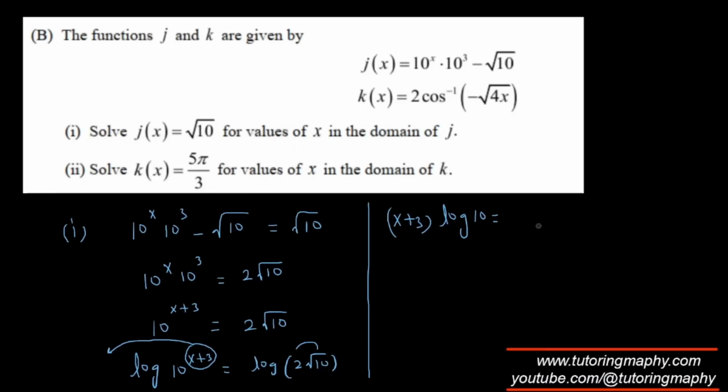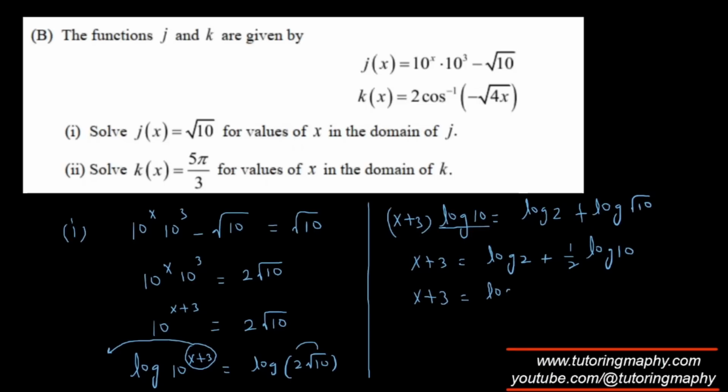Can I use the log of a times b formula, which is going to be log of a plus log of b? We know that log of 10 is 1, so this is just x plus 3, and this is just log of 2, and 10 to the 1/2 is thrown outside, and this is just log of 10, and log of 10 is just 1, right? So x plus 3 is equal to log of 2 plus 1/2. Subtracting 3 both sides, so this will be log of 2 plus 1/2 minus 3 is negative 5 over 2, correct? So yeah, this should be our final answer.